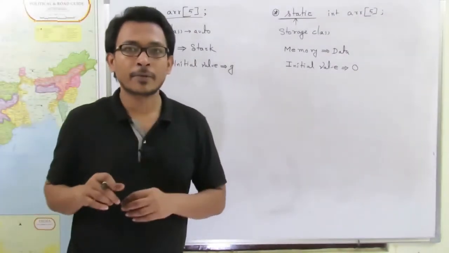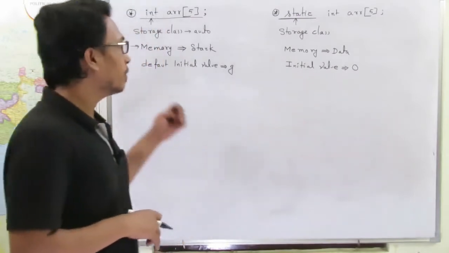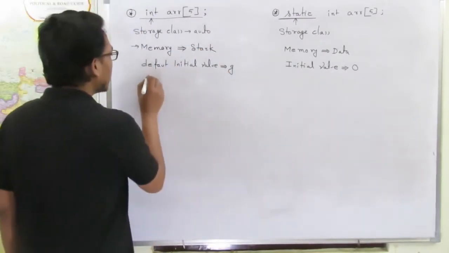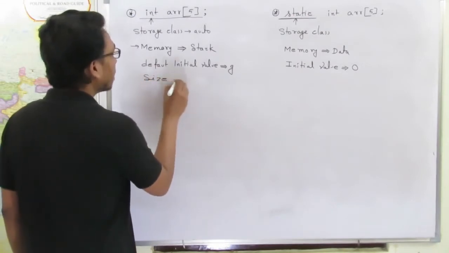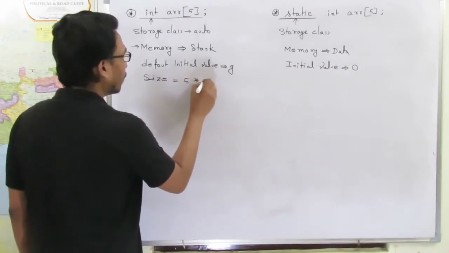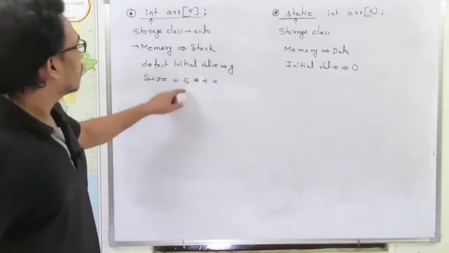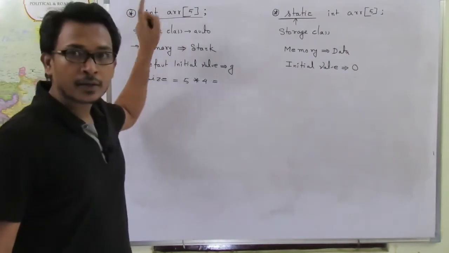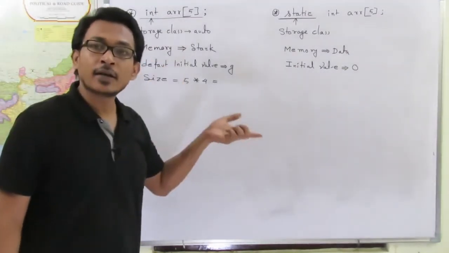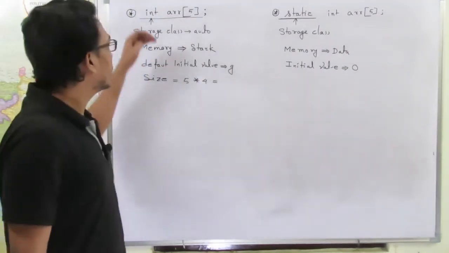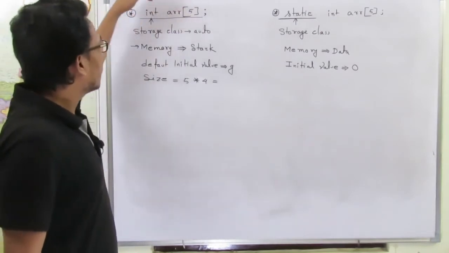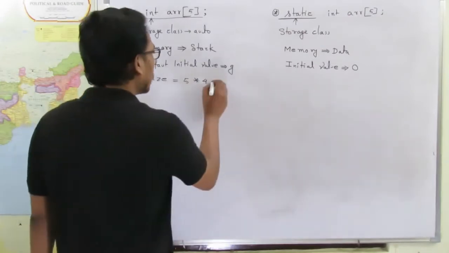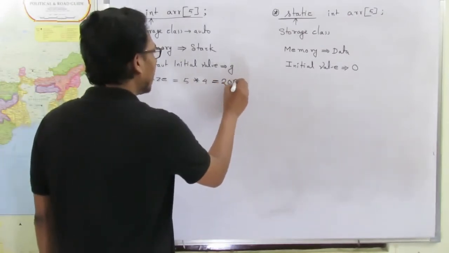Now coming to the memory allocation part. So what will be the size of memory? Total size of memory. Here the size of memory will be 5 into 4. Why 5? 5 because of the range. And why 4? 4 because of the size of each element. The size of each element will be 4 in this case, because this particular array will hold integer type elements. So what will be the total size? Total size will be 20 bytes.